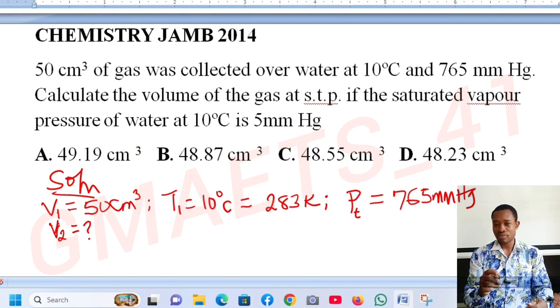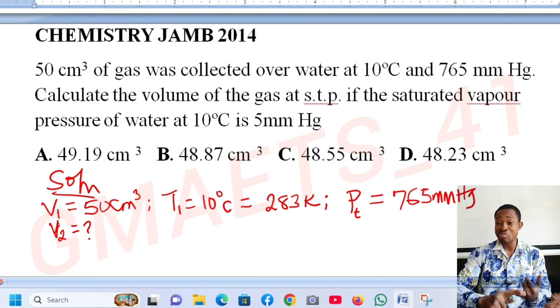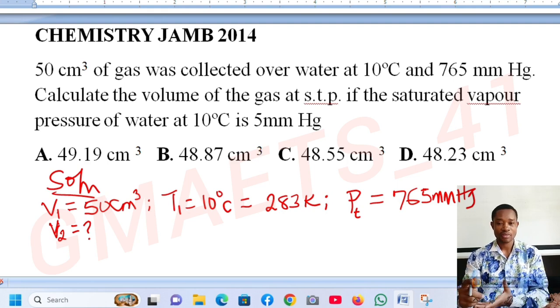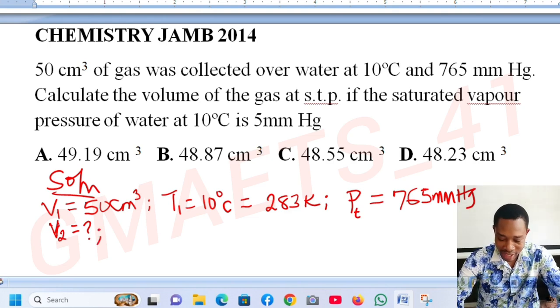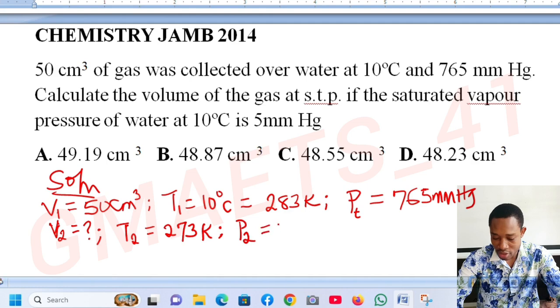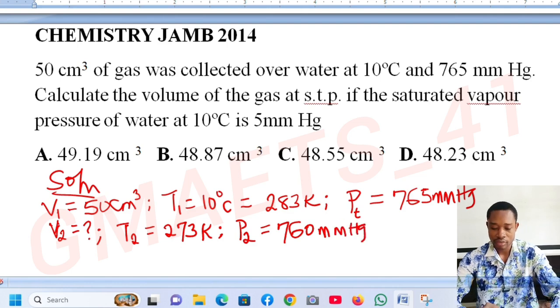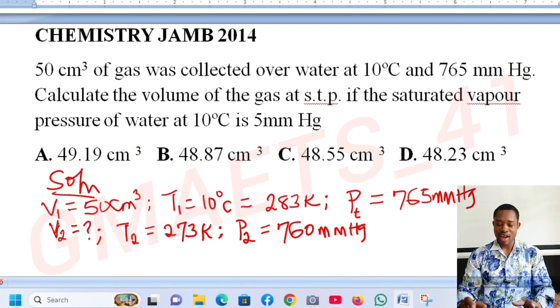These are standard values. At STP, standard temperature and pressure, pay attention to this. Temperature has the value 273 Kelvin. Pressure has the value in millimeter of mercury as 760. Volume of a gas at that point is 22.4 dm3, by the way. So if we are asked to find the final volume at STP, it means that the final temperature, T2, is going to be 273 Kelvin. And then the final pressure, P2, in millimeter of mercury, the value is 760 mmHg. This is the information that we have here.